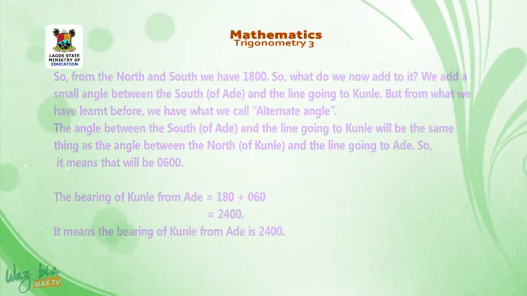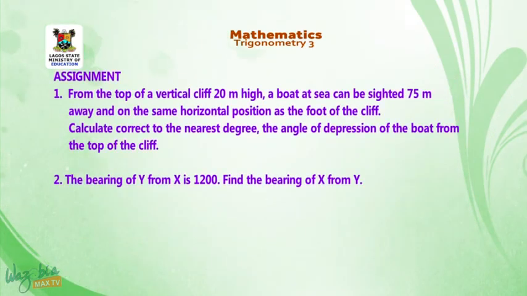I have some assignment here for us. Question 1. From the top of a vertical cliff, 20 meters high, a boat at sea can be sighted 75 meters away and on the same horizontal position as the foot of the cliff. Calculate, correct to the nearest degree, the angle of depression of the boat from the top of the cliff. 2. The bearing of y from x is 120 degrees. Find the bearing of x from y.